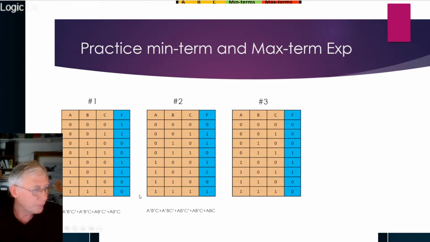Okay, so here's our next truth table. Now we have ones for rows 3, 4, and 5. So my shorthand notation is going to be rows 3, 4, and 5. So let me transition on over here.